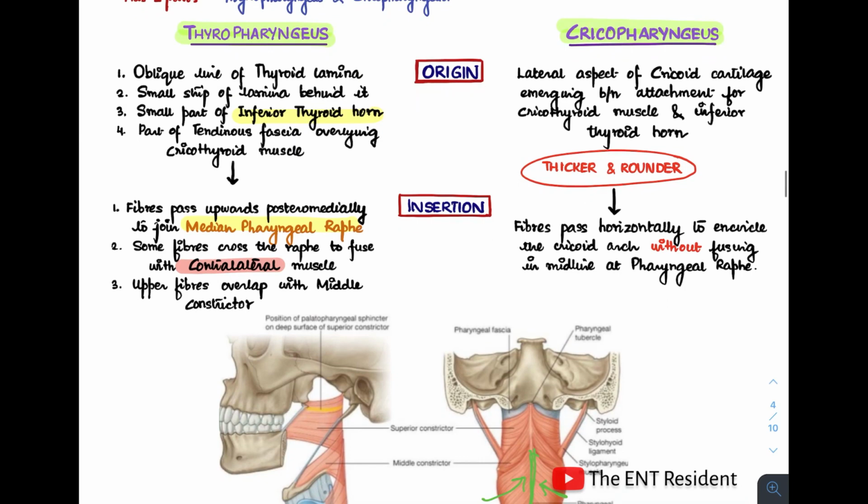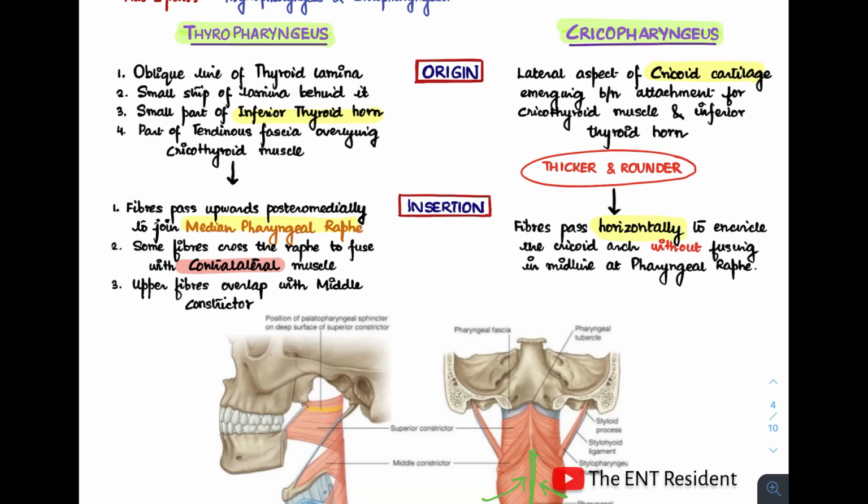Next, the cricopharyngeus. The cricopharyngeus takes its origin from the lateral aspect of the cricoid cartilage, emerging between the attachment for cricothyroid muscle and the inferior thyroid horn. This is a thicker and a more rounder muscle as compared to the thyropharyngeus muscle. Now, after its origin, these fibers pass horizontally. This is very important over here.